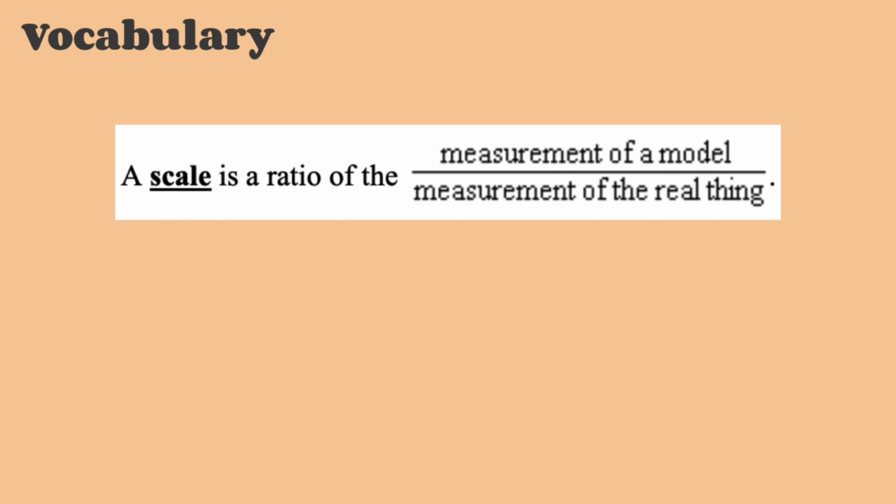A scale is a ratio of the measurement of a model to the measurement of the real thing. So in word problems using rate, we always have two things that are being compared, and that is the model and the real thing, as we'll see in this example.